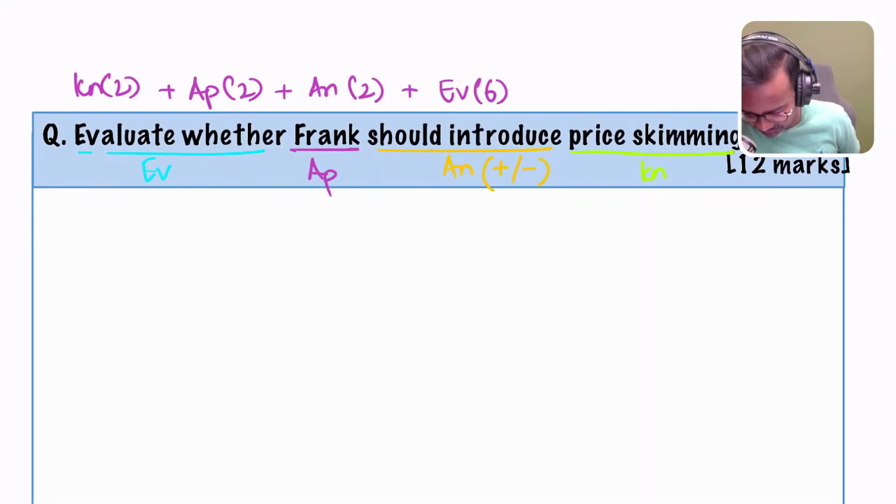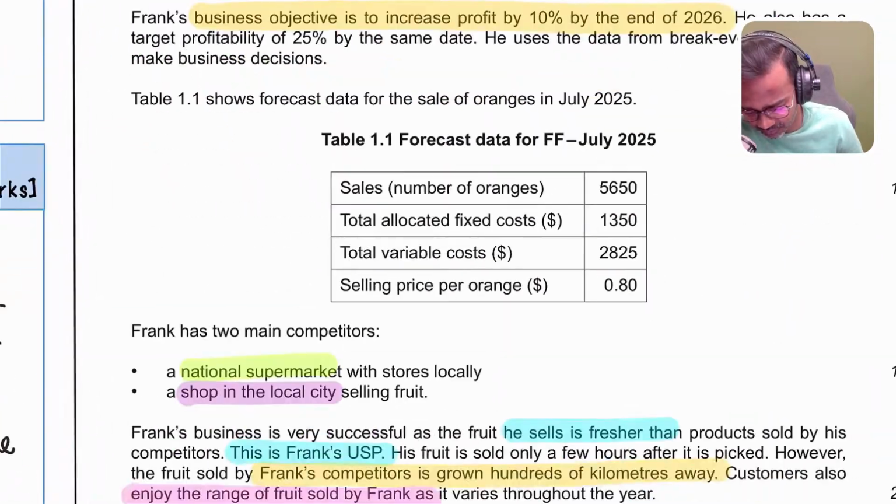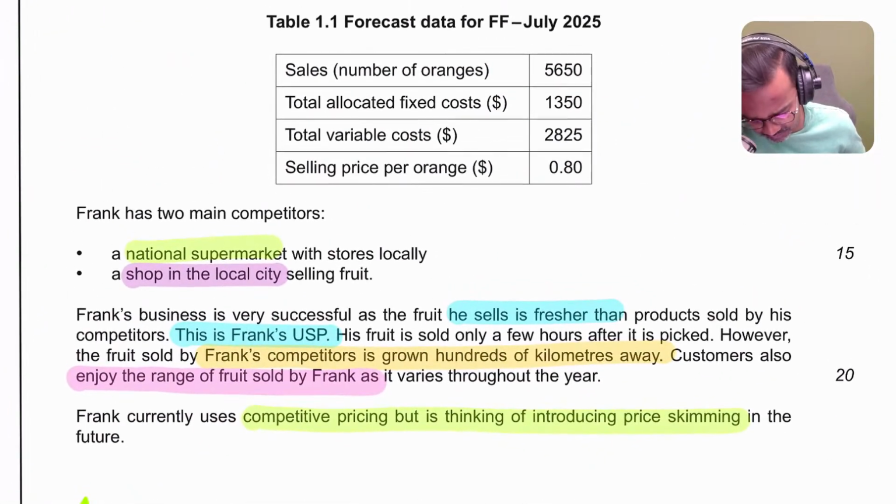Anyway, so the question is whether Frank should introduce price skimming. And if you just go back to the case study, all we know about pricing is that first, he sells his fruit at 80 cents a piece. He works in a competitive market. He has a USP by selling fresher fruit and a wider variety. Now, both of those indicate that if he has a better product, if he has a USP, if he can bring it faster, then surely price skimming works.